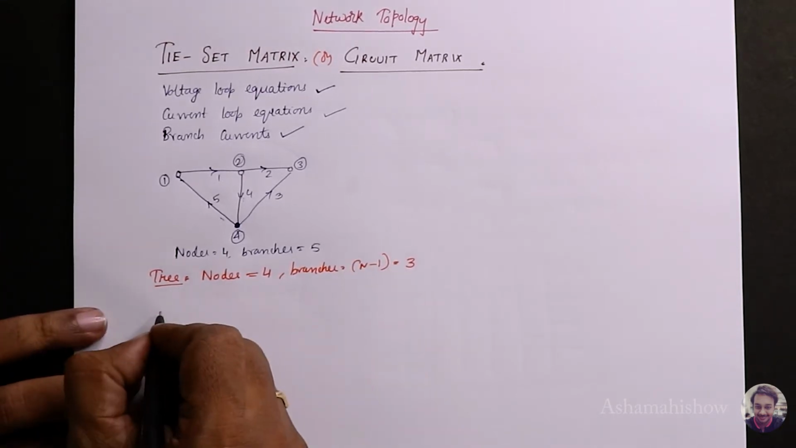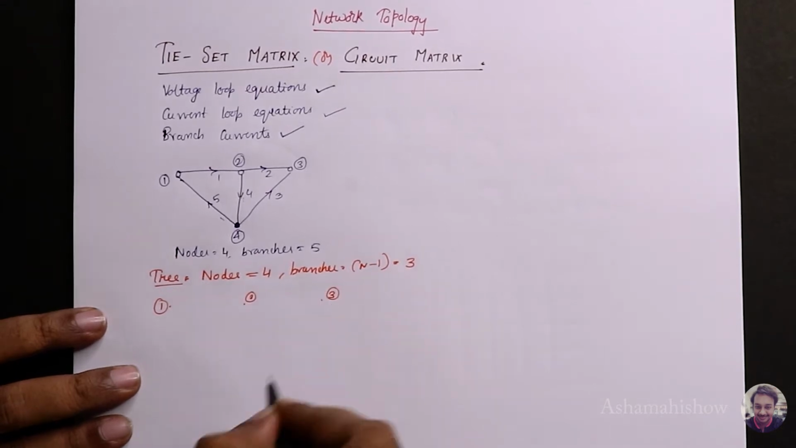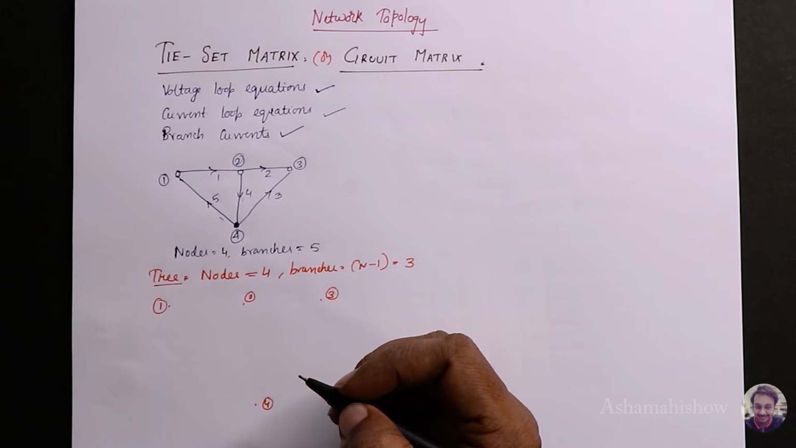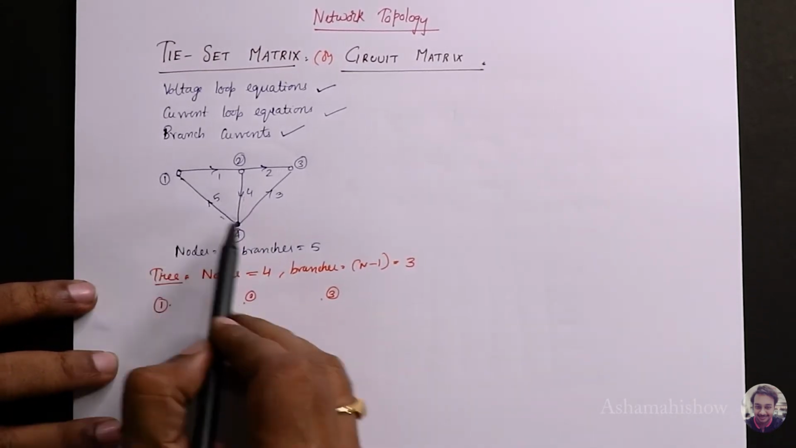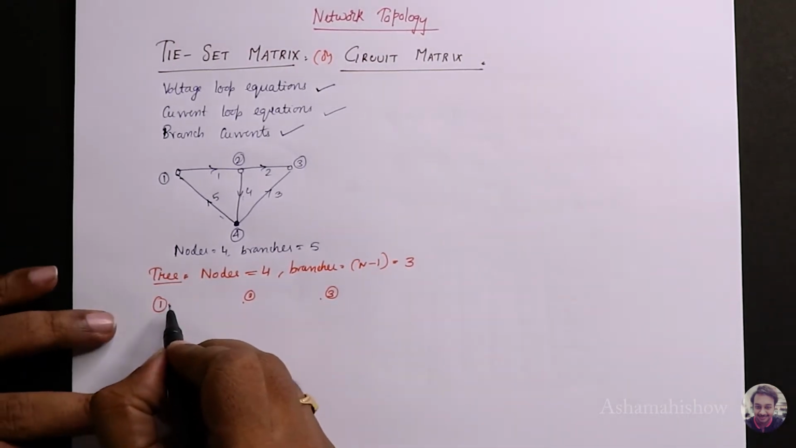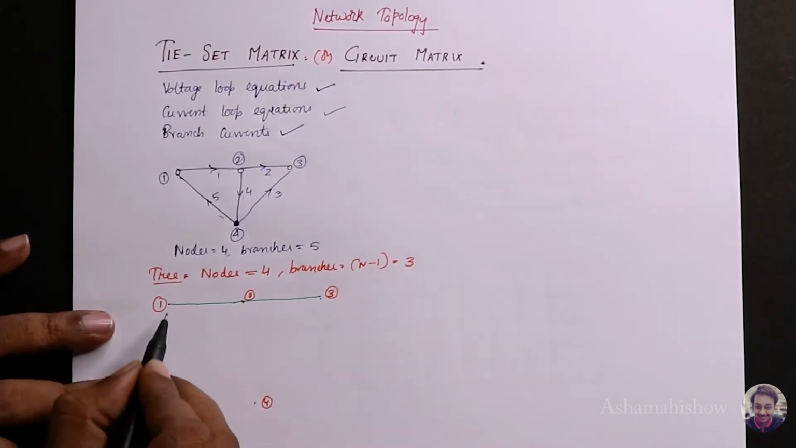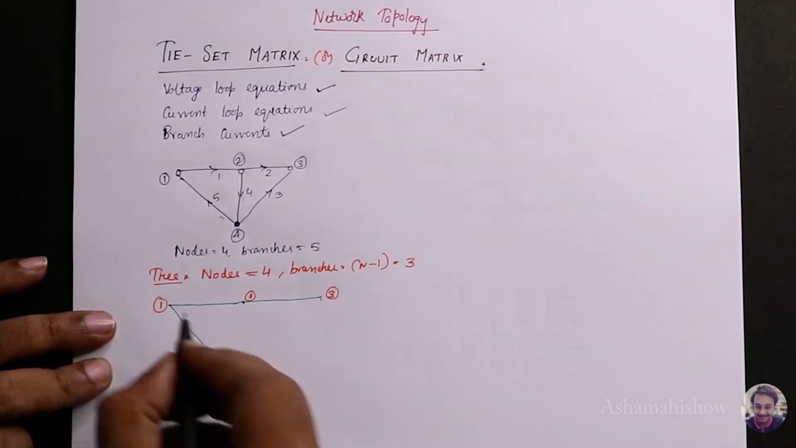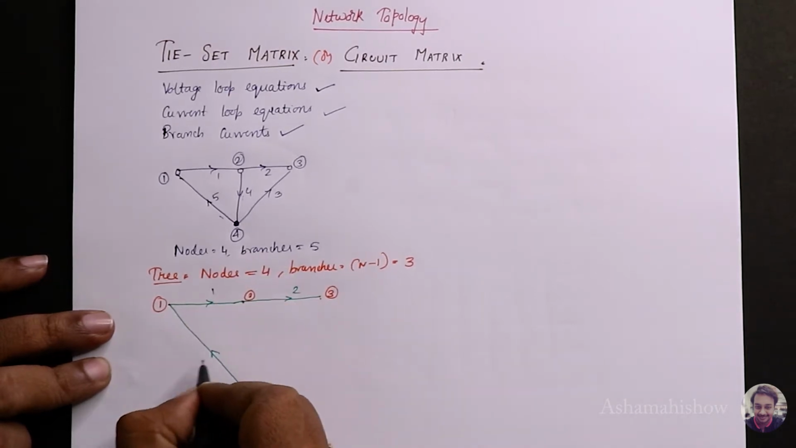Now we'll take the 4 nodes here, numbered 1 to 4, and I'll make it a big diagram for you. The tree will have only 3 branches, and it should not be a closed loop. I'll take another pen and select the first branch, the second branch, and the third branch. This completes my tree. The branch numbers stay the same: this is 1, this is 2, and this is 5.